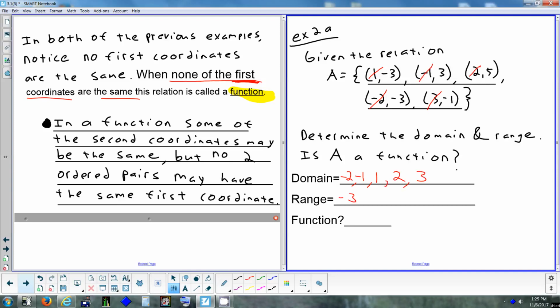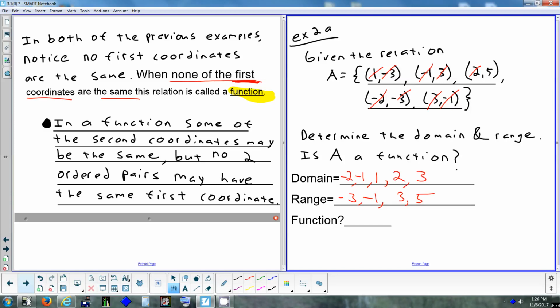Fred? -3. Now, if it repeats, do I have to write it twice? No, I've written it once. You've told me it's in the range. You don't have to tell me it's in the range twice. -3. What about the next smallest? Fred? -1. Good job. We've got two more that are in the range. 3. And can anyone give me the largest value? 5. Now, were there any repeats there? Yes, we have to check. Was it a repeat in the first coordinate, or was it in the second coordinate? It was in the second coordinate. It was -1, -1. Okay, so the second coordinate was -3, -3.